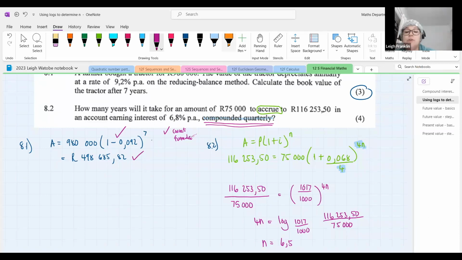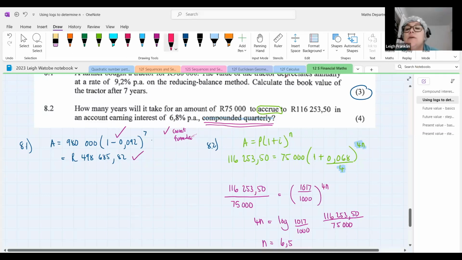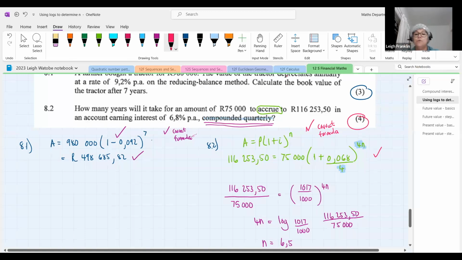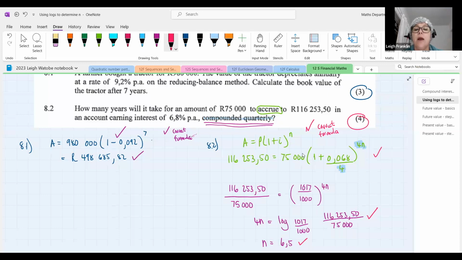Okay, well done, Matrix. Let's just talk about where our marks would be, because we can see here that this is out of 4 marks. So again, first mark on the correct formula. Second mark for subbing in. Next mark for the correct use of logs. Last mark for our answer. Okay, so it would be 6 years and 6 months. Yeah, quite right, Kutwano. Perfect.